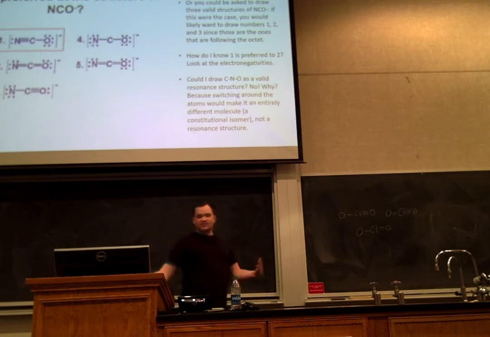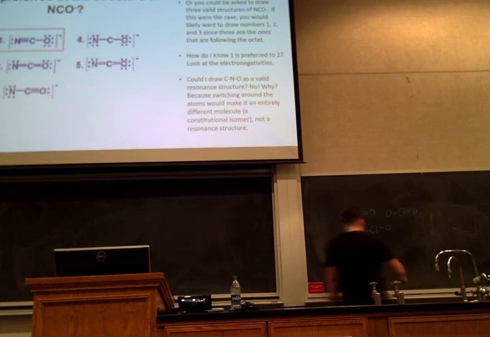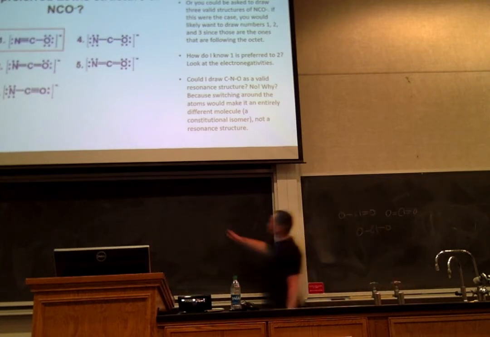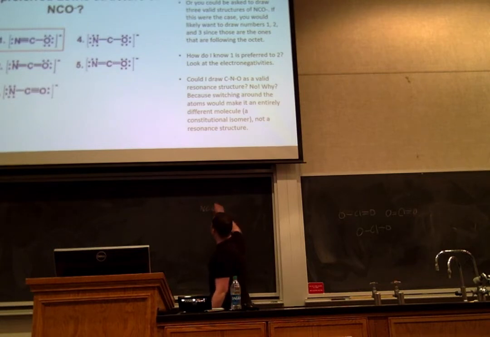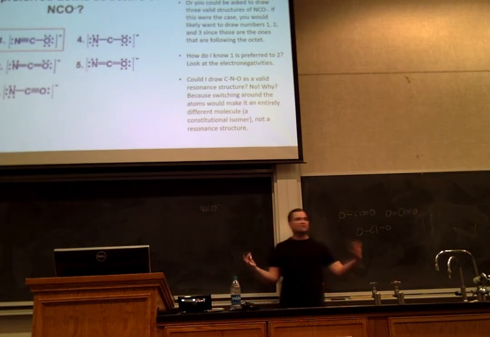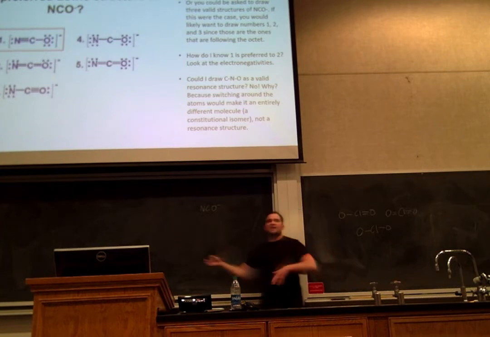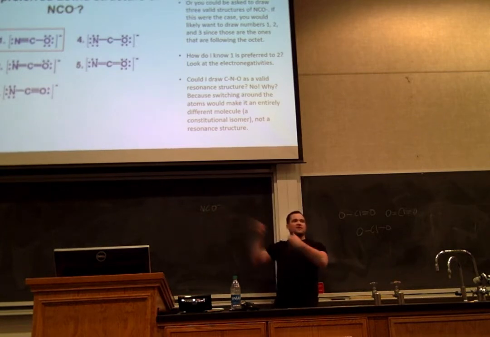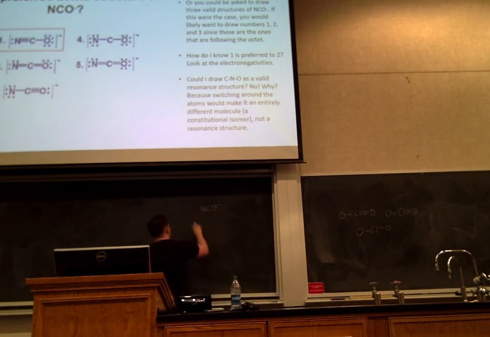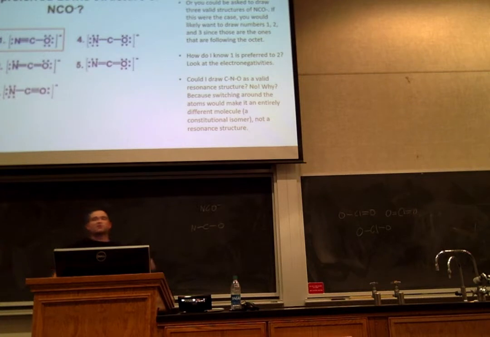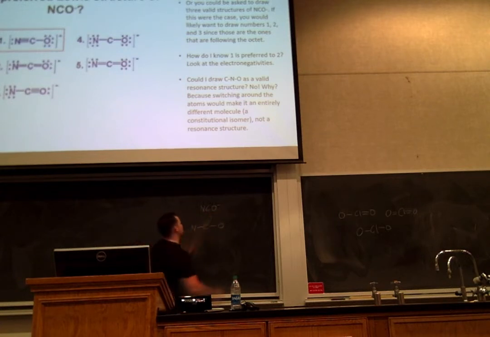Okay, so now let's say instead that you were asked to draw 3 valid resonance structures for NCO. The first thing that you should think about is the fact that if they give it to you like this, that's the order they want you to bond it. So you would do NCO. Okay? Your first step would be to count the number of valence electrons there are. In this case, there's 6, 12, 16.